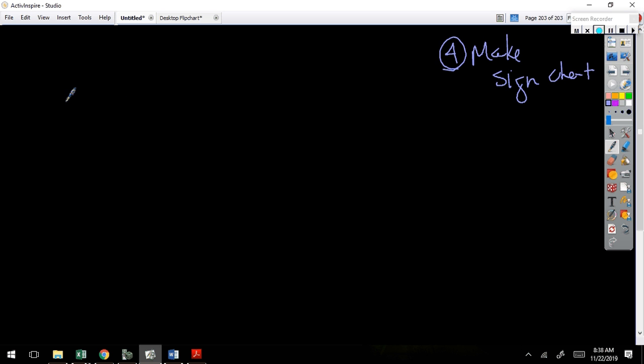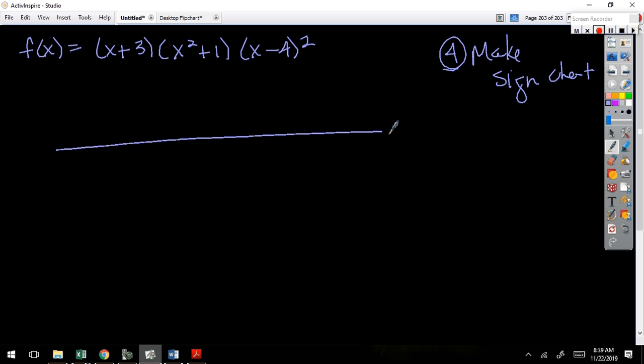All right, so I'm going to make this chart. Let me write my function up here so I don't lose it. x plus 3, x squared plus 1, x minus 4 squared. On this sign chart, I want to put all the zeros that I found, the real zeros.